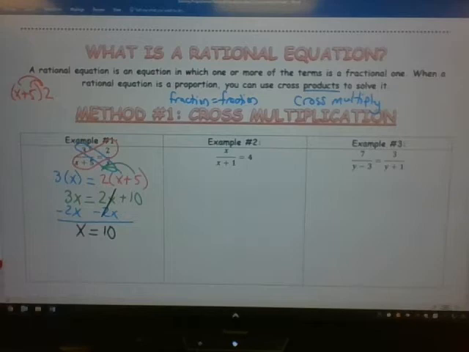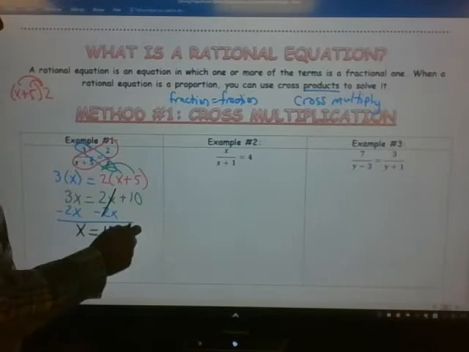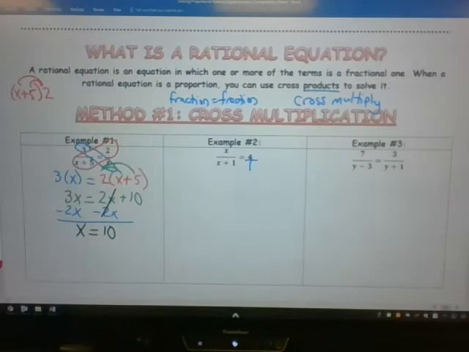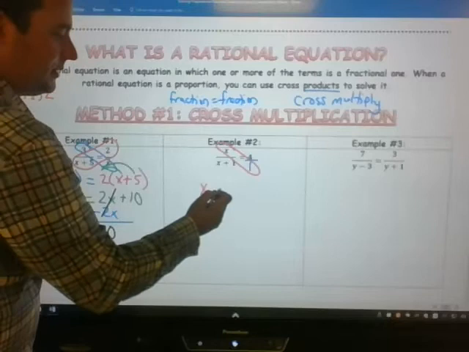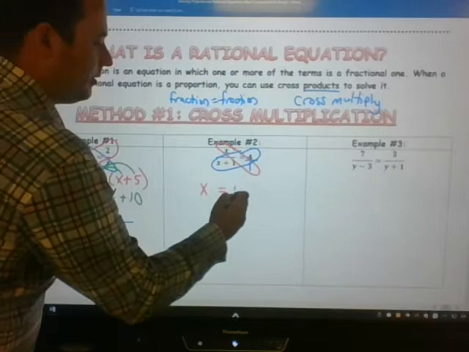Now for example 2, you'll notice we have a fraction equal to a non-fraction, or in this case, a whole number. In order to make this a fraction, you're just going to put it over 1. So we basically have x over x plus 1 equals 4 over 1. That will allow us to cross multiply. So here we have x times 1, which is just x, or 1x. On the right side, you have 4 times x plus 1. So I'll put the number out in front and then the parentheses next.